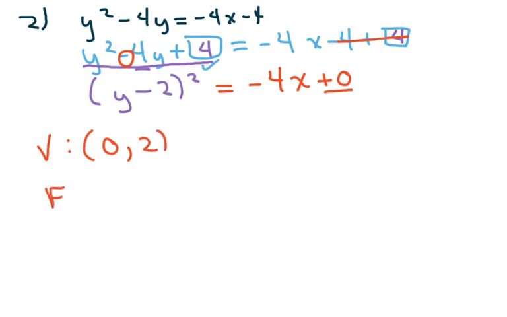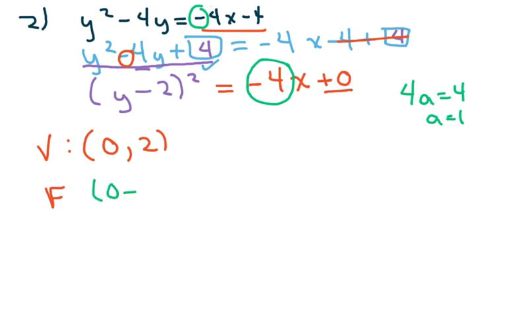My focus is going to be on the x, that's the part that's not squared. So basically, I'm adding the focus to the x. Now, what is my focus? So what you do is you take this, which is supposed to equal 4a. So you have 4a equals 4, so a is 1. Since it's negative, we're going to subtract. So that's going to be 0 minus 1 comma 2, which is negative 1 comma 2.